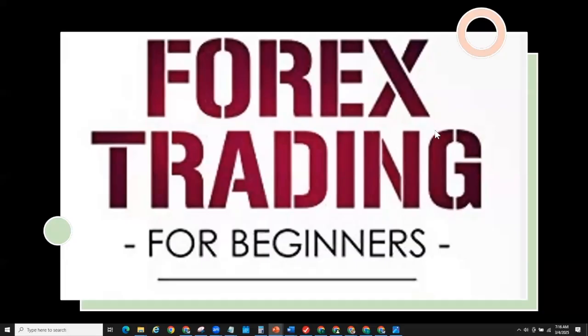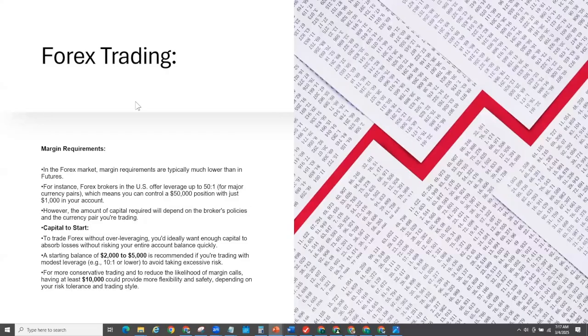Now, for forex trading, and for beginners, it's a little bit less stringent. In the forex market, margin requirements are typically much lower than in futures. For instance, forex brokers in the United States in particular offer leverage up to 50 to 1 for the major currency pairs. The majors are like the euro USD, the pound dollar, the dollar yen, the dollar CAD. There are a few others, but this means you can control a $50,000 position with just $1,000 in your account. However, the amount of capital required will depend on the broker's policies and the currency pair you're trading.